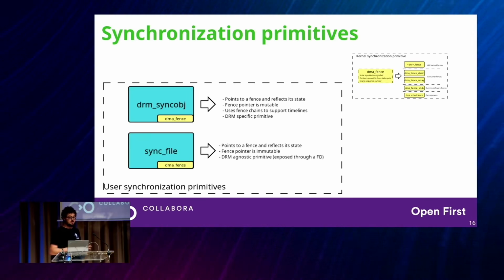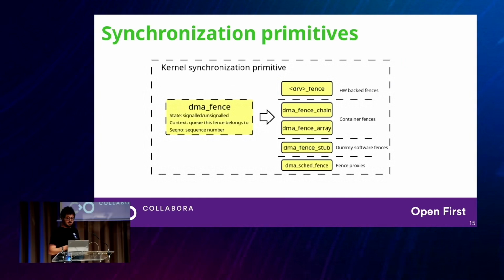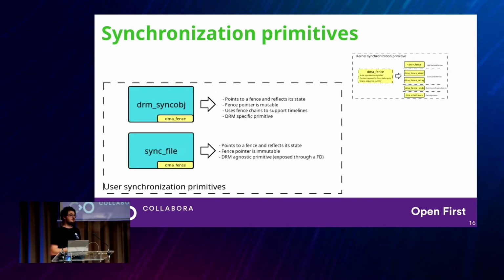So we have basically two of them. DRM syncobj, which is specific to the DRM subsystem, so the subsystem that deals with GPU. And there's also the sync file that can be used for any subsystem that would want to participate in the synchronization that we mentioned earlier. So it's basically just an object that reflects the state to user space. And you have ioctls to query the state and that sort of stuff.